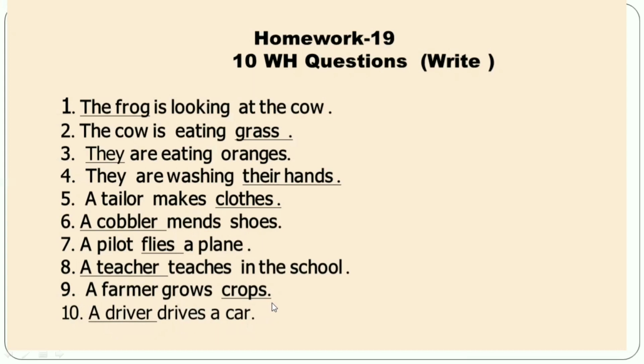So my dear student, in this way you will do the homework and submit it to the concerned teacher. My dear student, we are at the last session of the class. I've given the homework. So all of you should do your homework and submit it to the concerned teacher. And if you want to learn WH questions properly and correctly, you should watch this class again and again. It will be very helpful for you.